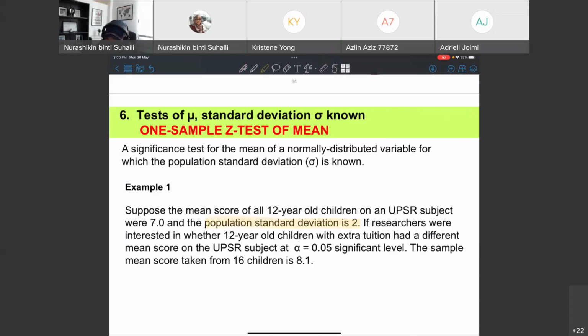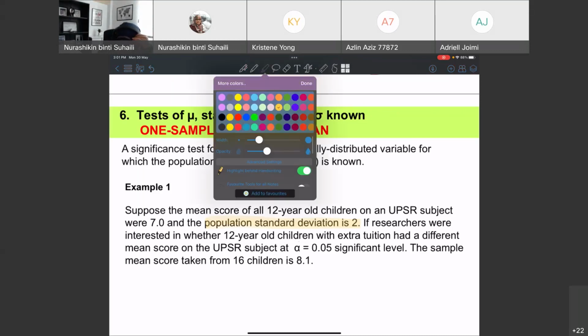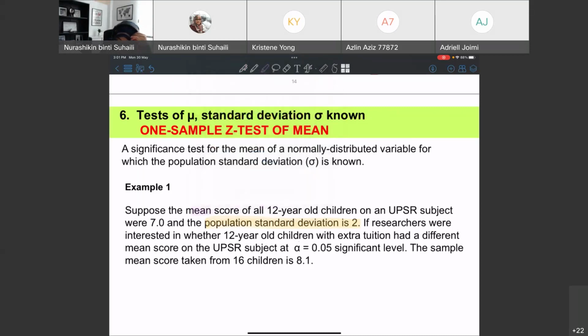Okay, let's go through the question first. If researchers were interested in whether 12-year-old children with extra tuition had a different mean score on the UPSR subject at alpha 0.05 significance level, the sample mean score taken from 16 children is 8.1. Okay, how to understand and digest this information? Now, the mean score of 12-year-olds on the UPSR subject was 7. What does this mean?